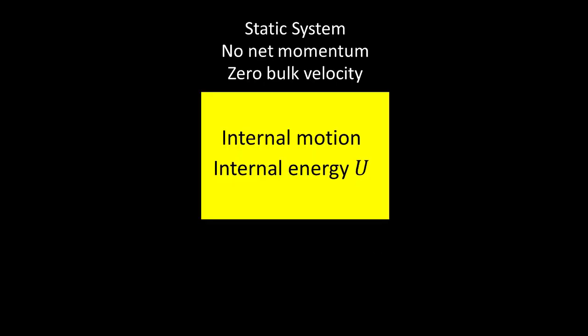The systems we will study in thermodynamics have energy, but not the kind possessed by moving objects. Rather, they have internal energy, denoted as capital U, which in the microscopic view is the energy of motion of its particles. However, this motion averages to a static system that as a whole does not move. It has no bulk momentum or velocity or kinetic energy because its internal particles, while each possessing momentum, move in different directions such that the net momentum of the system is zero.